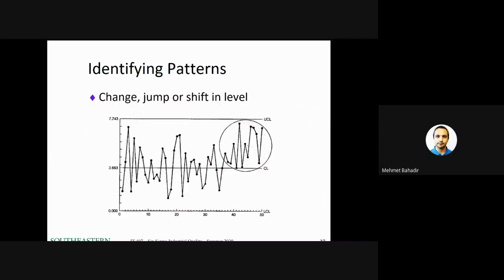Here, all the data points after this certain point in time just shifted. We call it a shift, right? All the data points shifted. They are stable, but a shift happened. Maybe you changed an operator. Maybe a new material is introduced. Something happened.